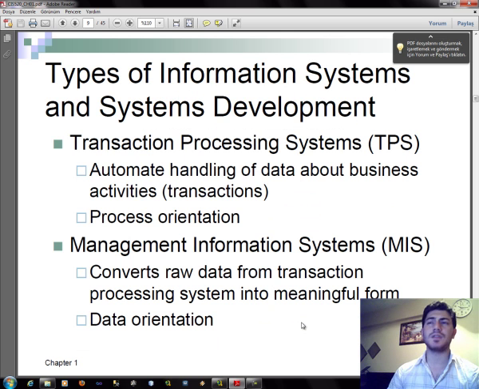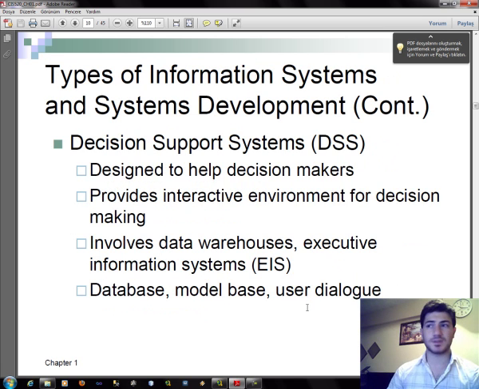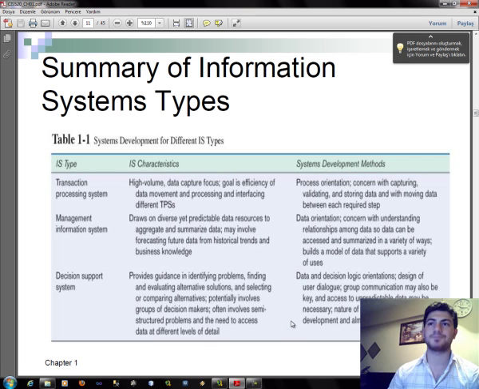Types of information systems and system development. First, transaction processing systems, TPS: automate handling of data about business activities, with a process orientation. Now, management information systems, MIS: converts raw data from transaction processing systems into meaningful form, with a data orientation. Decision support systems, DSS: designed to help decision makers, provides an interactive environment for decision making, and involves data warehouses, executive information systems, databases, and model-based user dialogue. Now you see a summary of information system types.